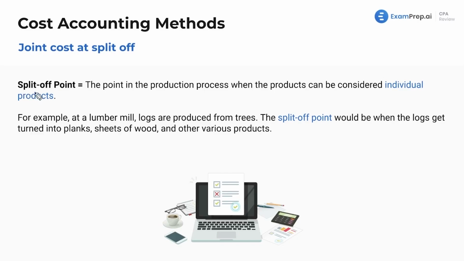But your split off point, as I said, is where you take a raw material and it splits off. At that point, it can be considered an individual product. So we have individual products A and B. It's a raw material, but now it's individual products. For example, at a lumber mill, logs are produced from trees. The split off point would be when the logs get turned into planks or sheets of wood or other various products. That is the concept of our split off point. And how is it going to apply to a question? We'll see.